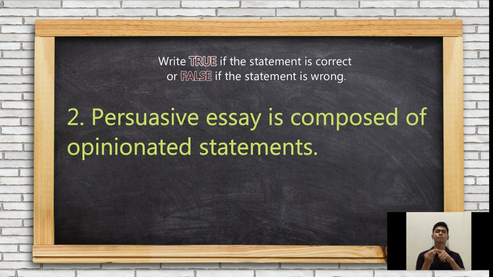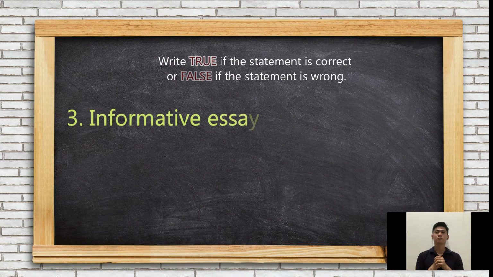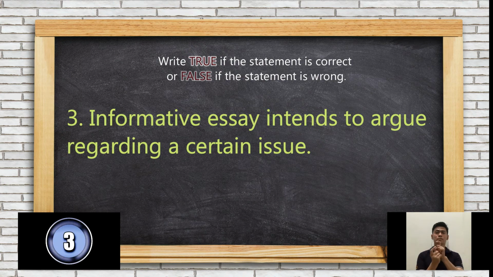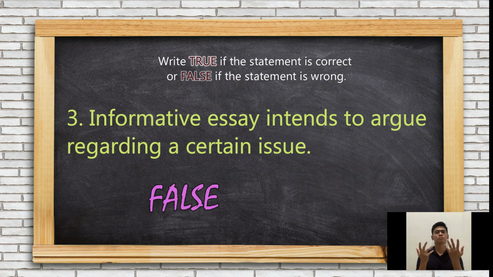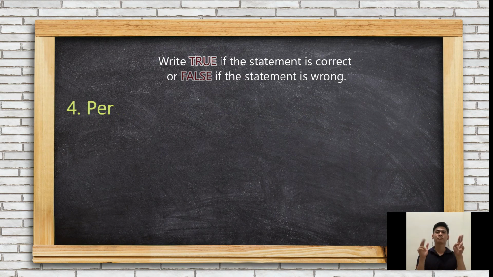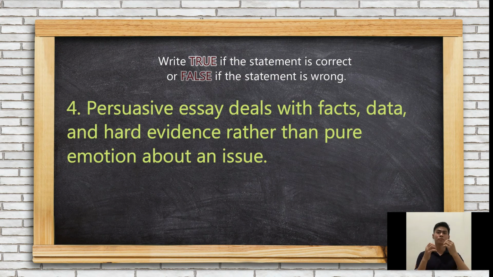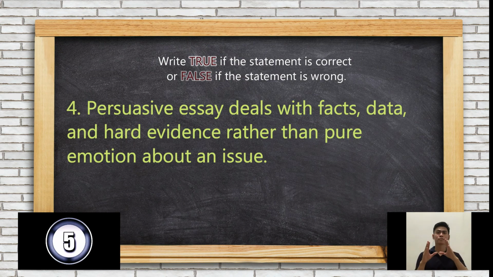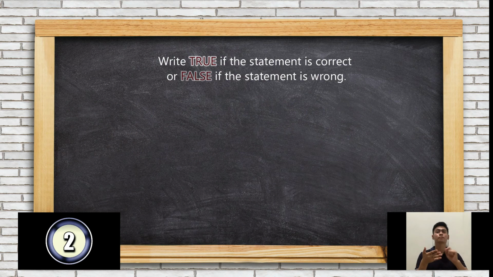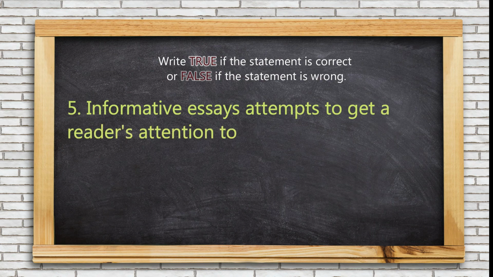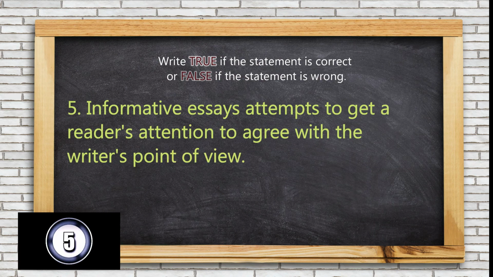True. Number 3. Informative essay intends to argue regarding a certain issue. False. Number 4. Persuasive essay deals with facts, data, and hard evidence rather than pure emotion about an issue. False. And number 5, informative essays attempt to get a reader's attention to agree with the writer's point of view. False.